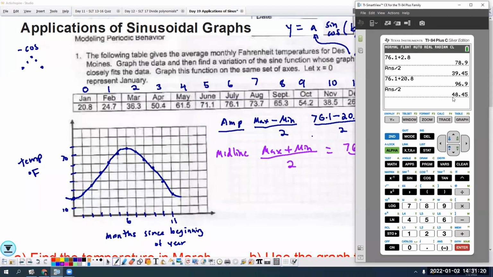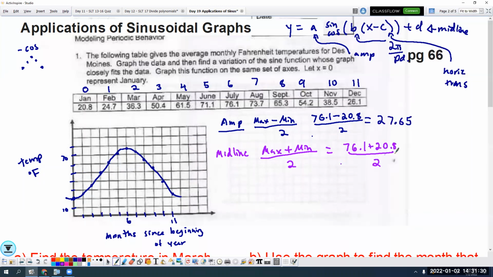So our midline is going to be at 40, and that makes sense because it's kind of about 50. Like here's 10, 20, 30, 40, 50. And this looks like about the midline. So 48.45 is a reasonable answer.